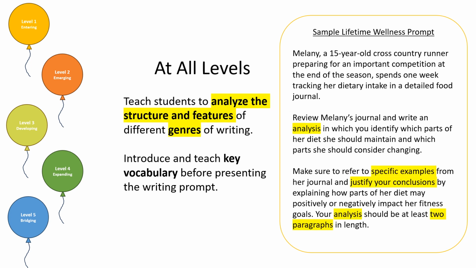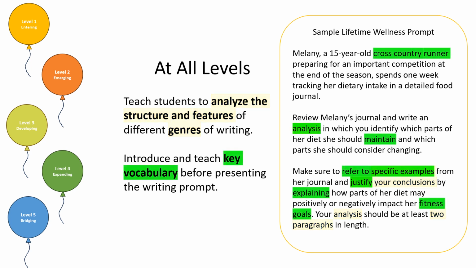With this example here, a teacher would want to be explicit with students about what is expected in their written analysis and what it might look like to refer to specific examples and justify their conclusions within 2 paragraphs. You can see a few terms here which may need to be pre-taught before expecting students to write successfully in response to this prompt.